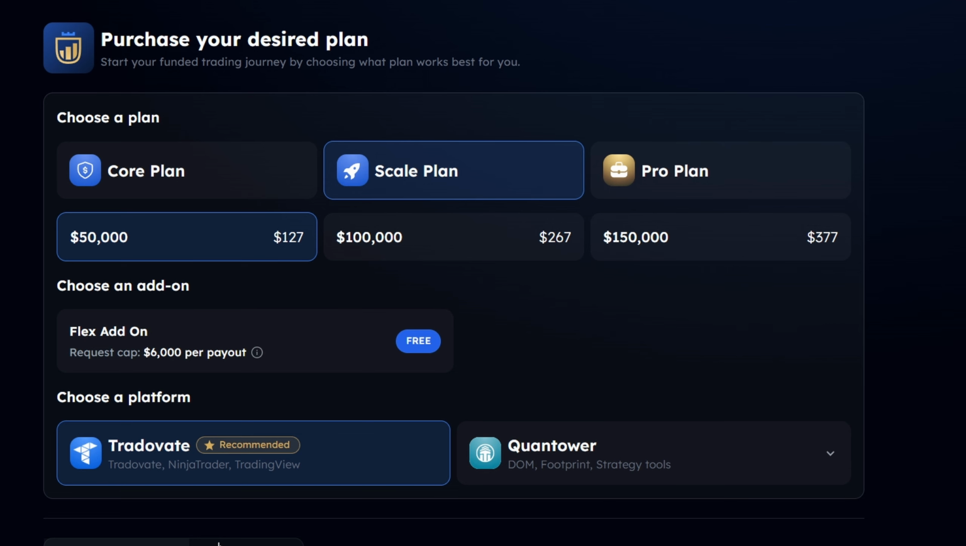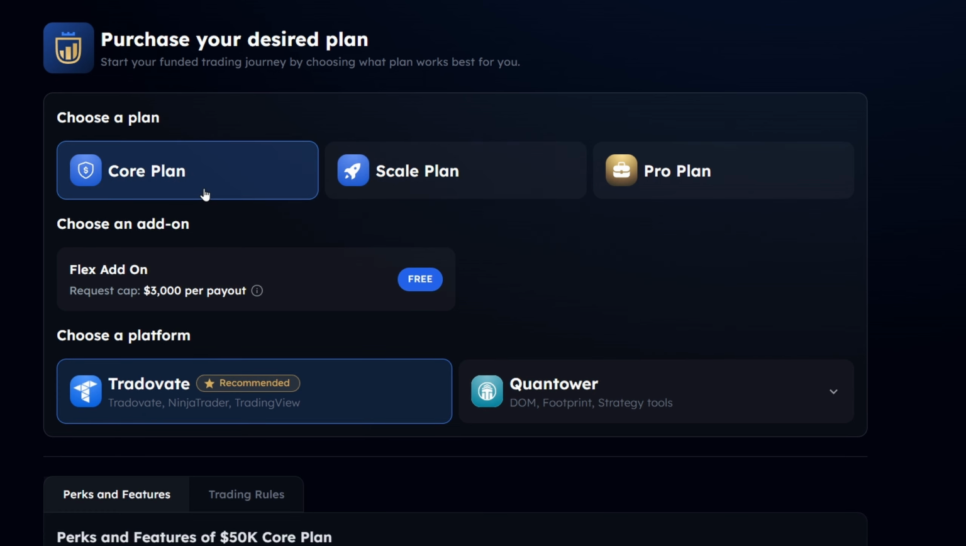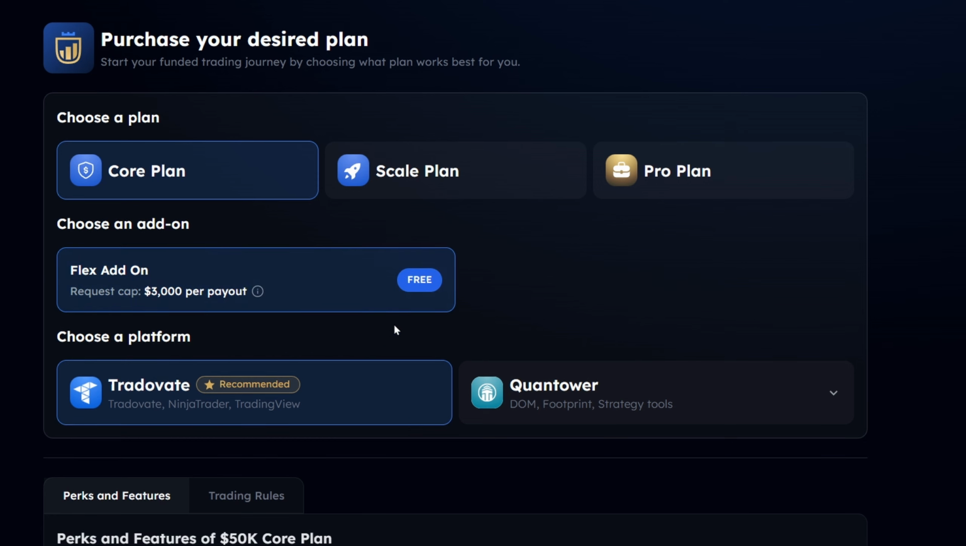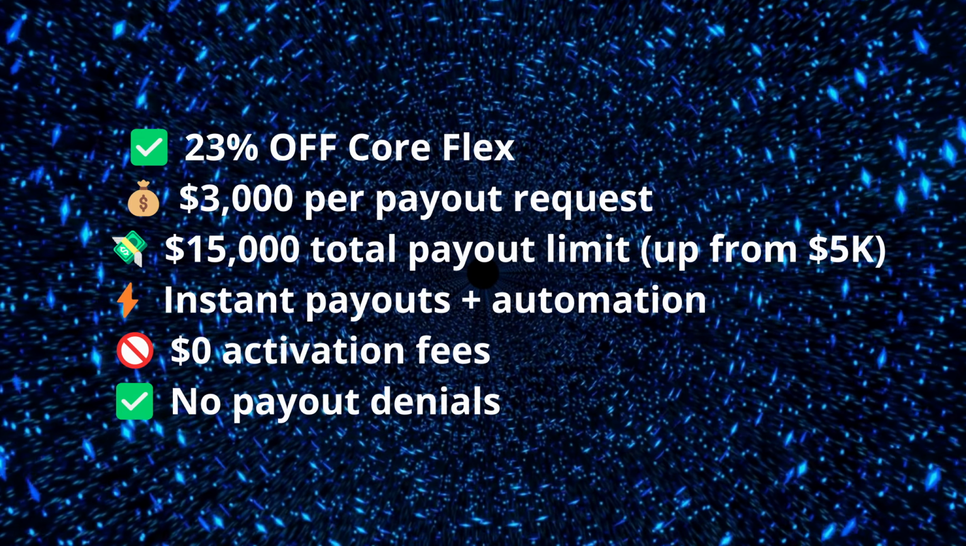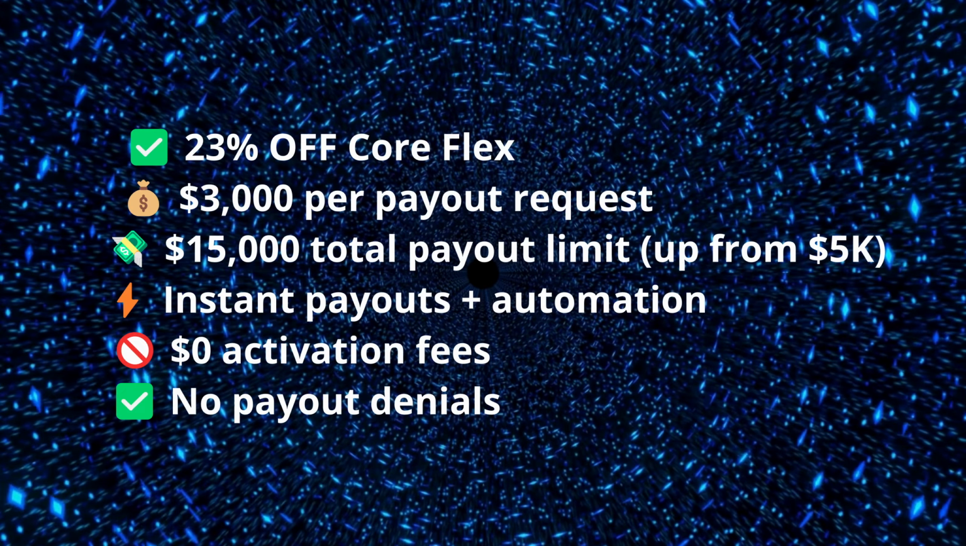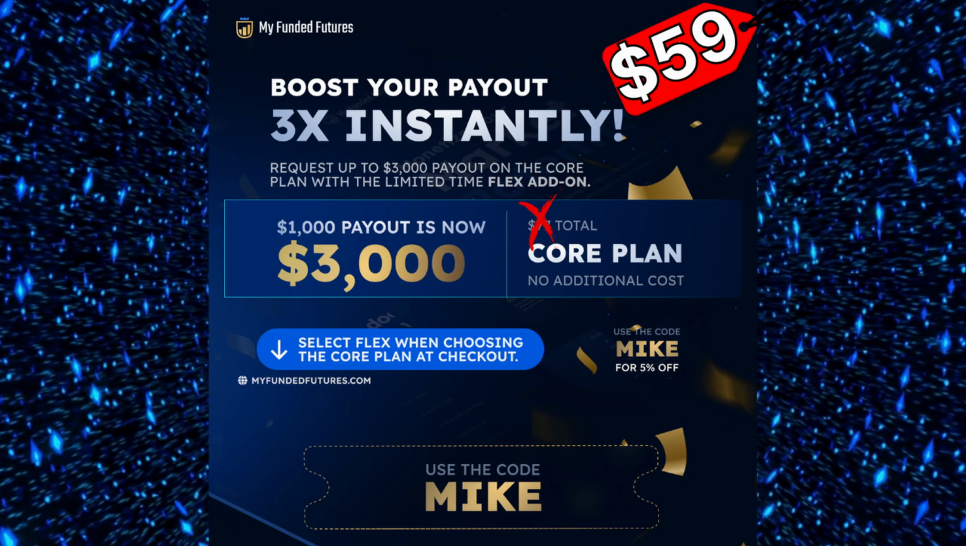Once you went ahead and selected the Core account, this is going to be very important. If you want the Flex add-on, you must make sure that you highlight that box as well. If you do not, then you will not get the Flex add-on and you will not be able to get a maximum of $3,000 per payout. Now, let's talk about all the benefits out here. For a limited time, using my code, you can get 23% off the Flex plan, $3,000 maximum payout, zero activation fee, and all you got to do is use code Mike.